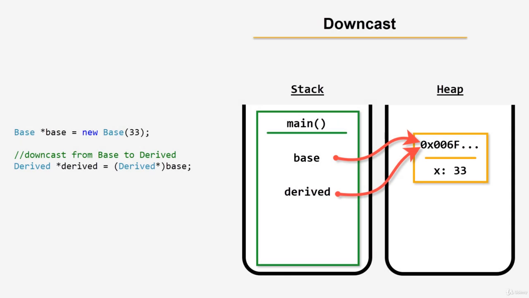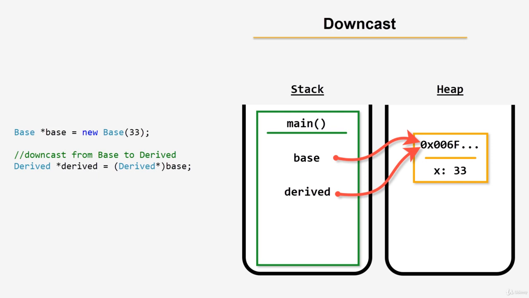Now take a look at this example. This is different because in the first statement we again declare base, which is a pointer to type base, but then we go and allocate a base object on the heap. So we do new base and we pass in 33 for the construction, but the point here is that that is a base object that is now on the heap.